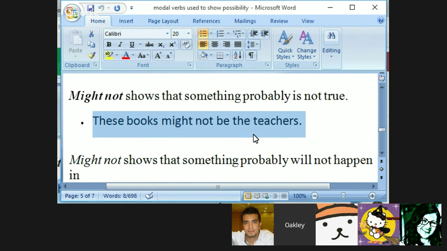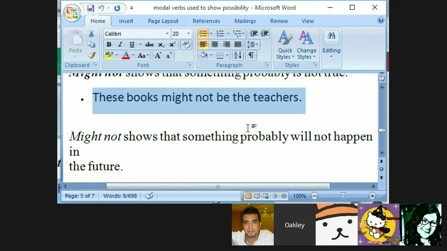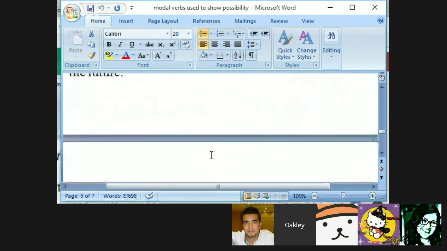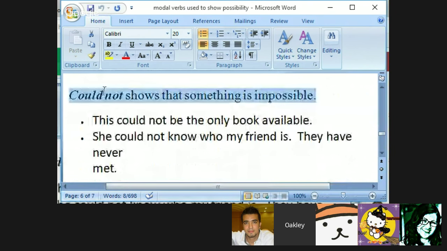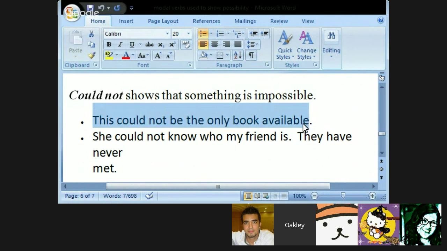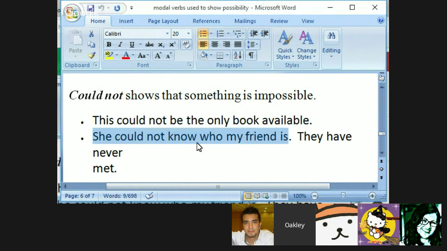However, could not, if you think about could can mean an option, could not means not an option at all. Could not shows that something is completely impossible. Again, this has to do with the idea that could means an option. If there's not an option, then it's impossible, obviously. It's quite logical. This could not be the only book available. She could not know who my friend is. They have never met. Okay, 0% probability.